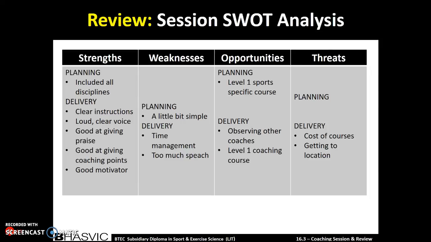There are also opportunities to improve weaknesses that I found within the delivery of my session. There is an opportunity to improve my time management skills by doing a level 1 coaching course. This will allow me to have more experience and to gain more knowledge to run a successful session within the time slot that I've been given.